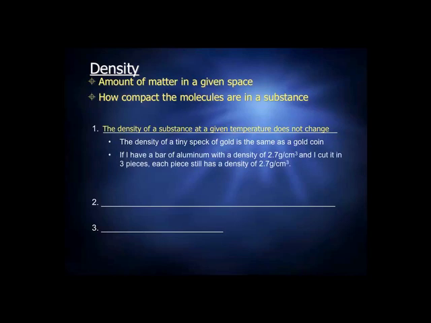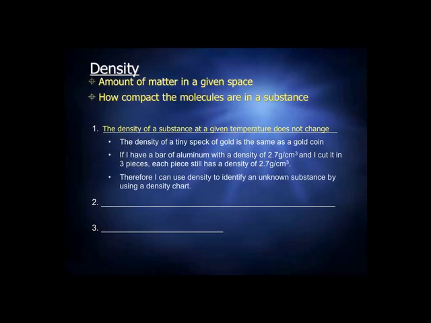If I chop this aluminum bar into 3 separate pieces, would the density of each piece be different? No. But it's 1/3 as small, it's 1/3 smaller. But the molecules, their spacing, the compactness hasn't changed at all.